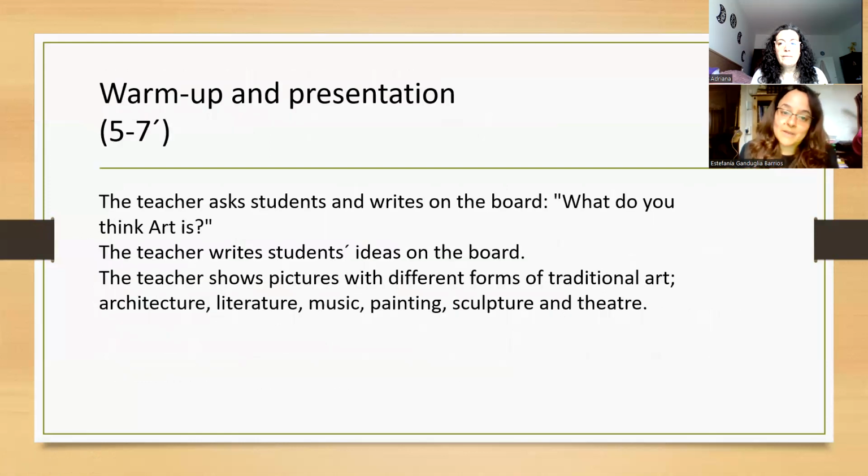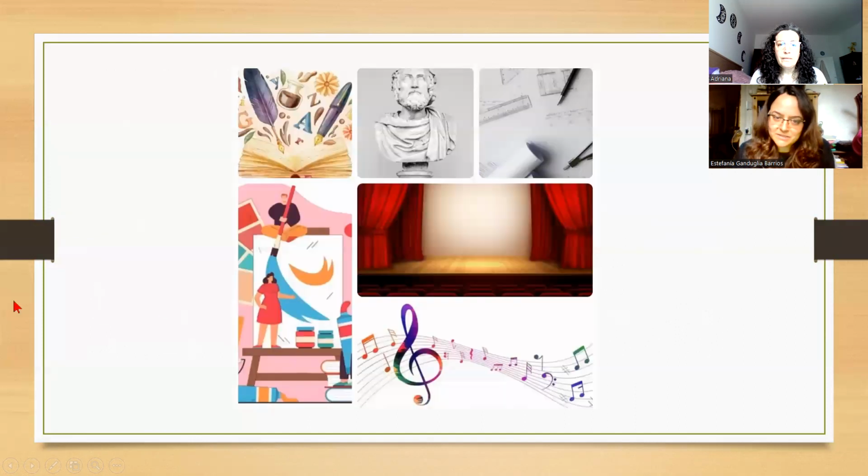As a warm-up and presentation, the teacher asks students and writes on the board, "What do you think art is?" Then the teacher writes the students' ideas on the board while they participate. Then the teacher shows pictures with different forms of traditional art like architecture, literature, music, painting, sculpture, and theater. And these are the images that we're going to show.